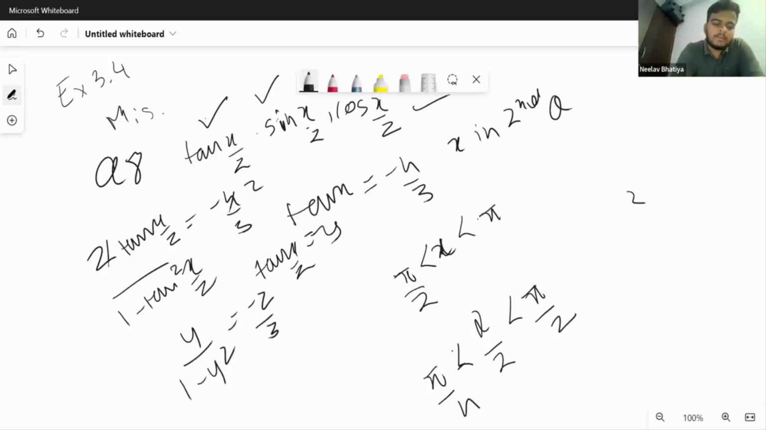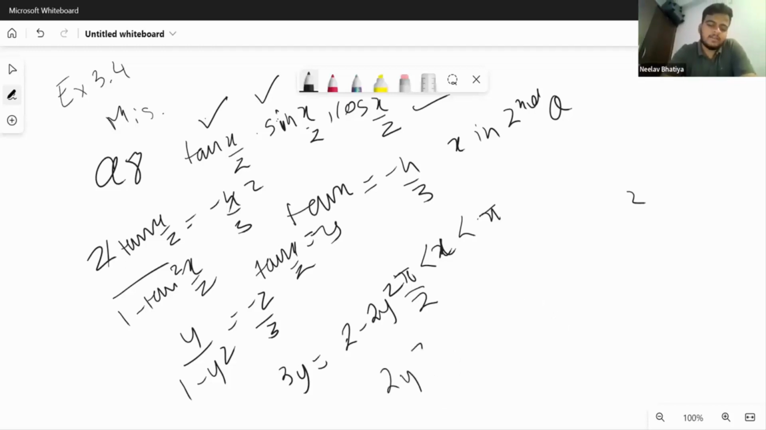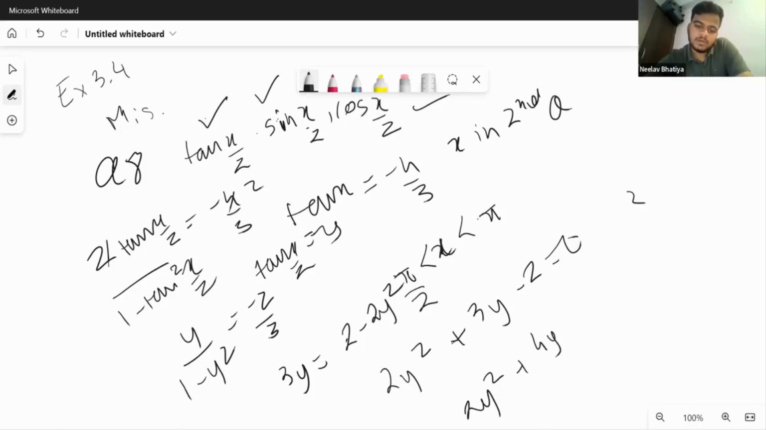I take the negative sign out common. I have 3y equal to 2 minus, wait, I'll multiply this right here. 2 minus y square. That makes sense? Now, taking these terms into a single side, I have 2y square plus 3y minus 2 equal to 0. Correct? 2y square plus, maybe I'm missing something here. I'm not, right? Minus y minus 2 equal to 0. Correct? Is this correct? Maybe I'm missing something here.